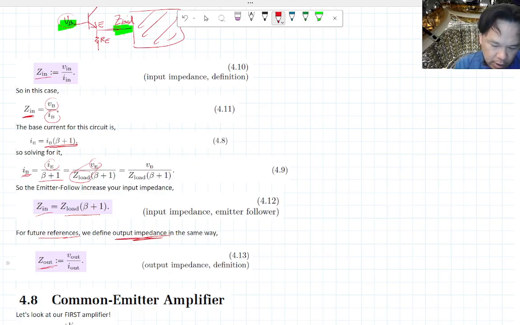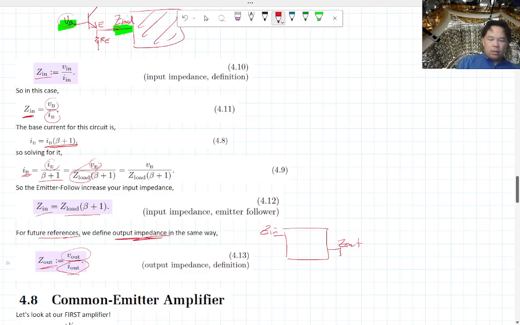For future reference, just to make sure everyone has this definition, hopefully it's not too abstract from this point. You can think about a device having an input impedance like this, but it can also have an output impedance. I think I already used this, where the output impedance is basically the output voltage divided by the current that comes out of that device.